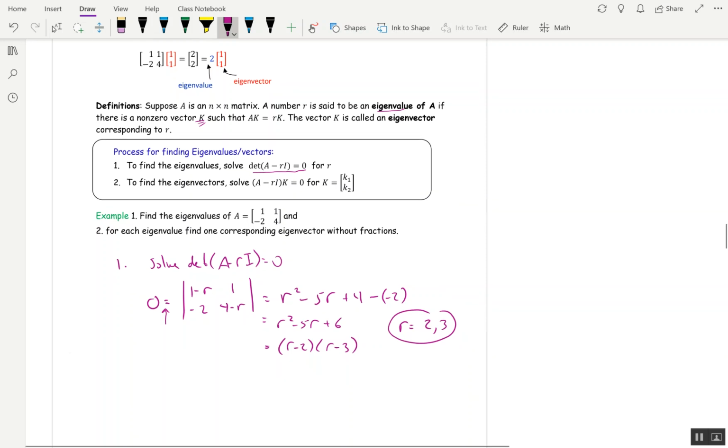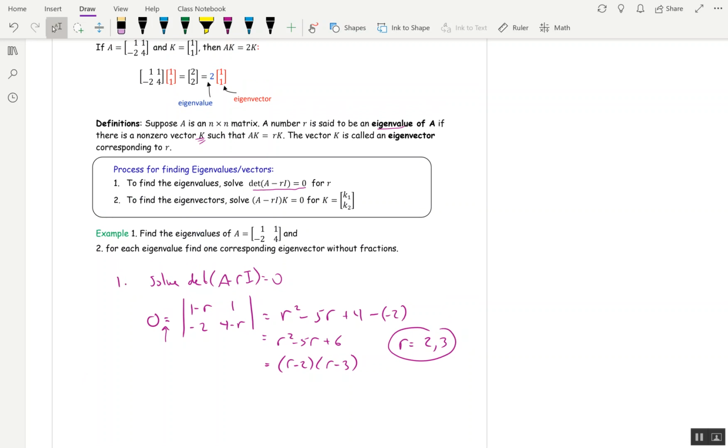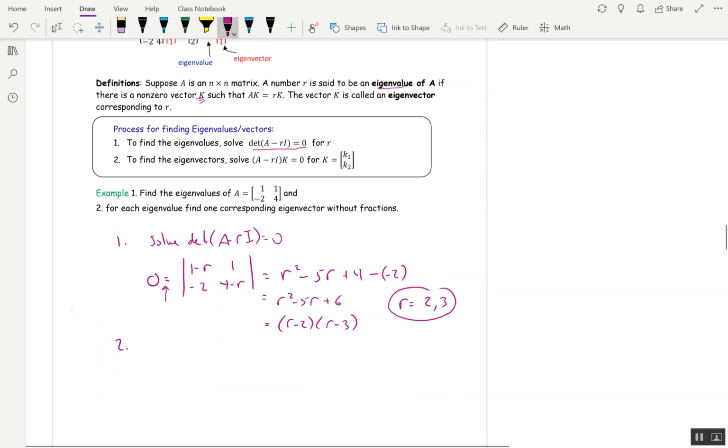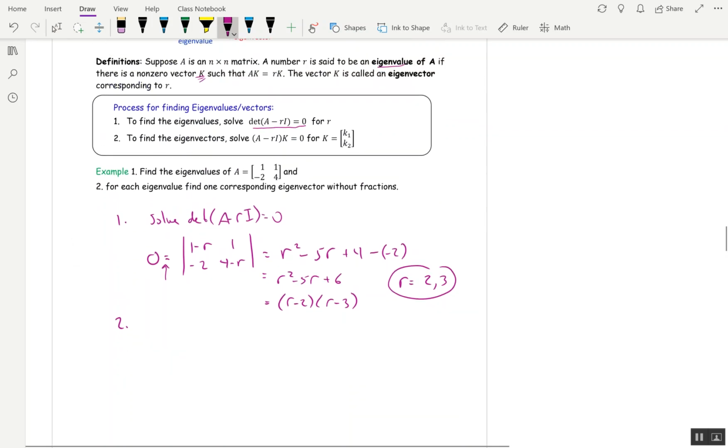Step 2, for each eigenvalue, find one corresponding eigenvector without fractions. So we're going to have to do 2 separate calculations here, one for r equals 2 and one for r equals 3. For r equals 2, I want to solve A minus 2I times K equals 0. So I'm looking up in this box here, I'm solving that equation. All right, so let's write out what that is.